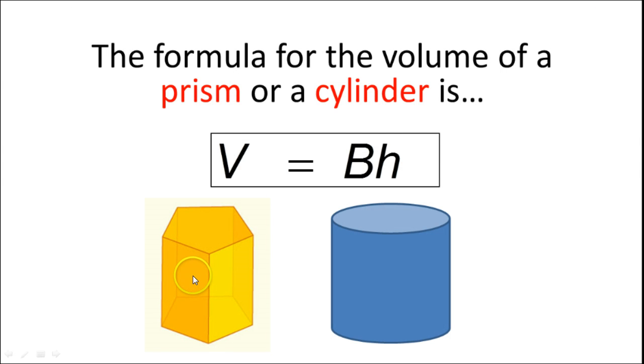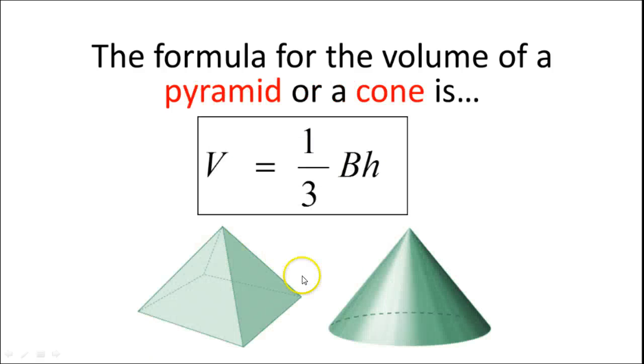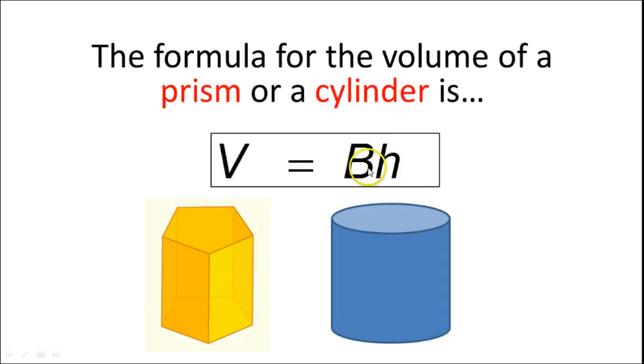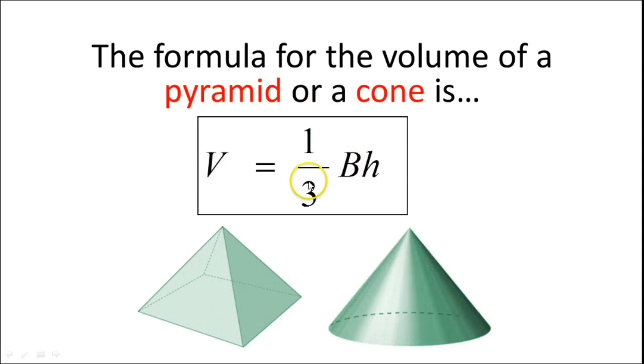Remember, the formula for the volume of a prism or a cylinder is volume equals area of the base times the height. That works for either one. And the formula for the volume of a pyramid or a cone is 1/3 area of the base times the height. So the formulas are the same except for the 1/3.